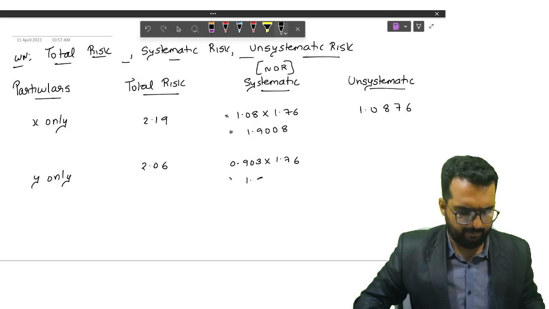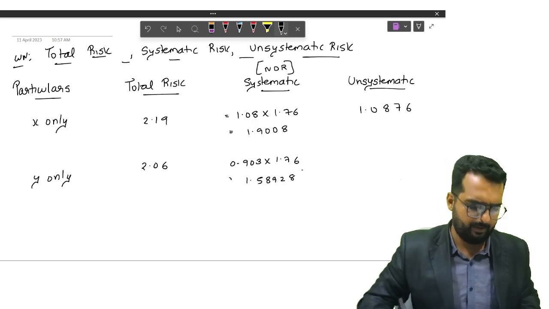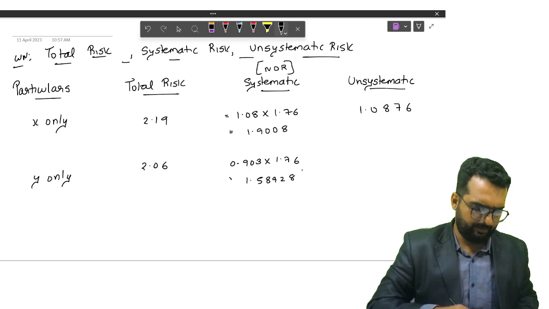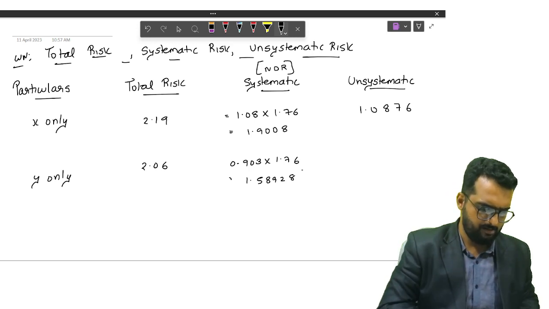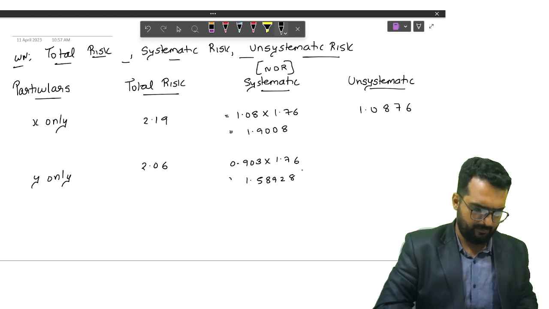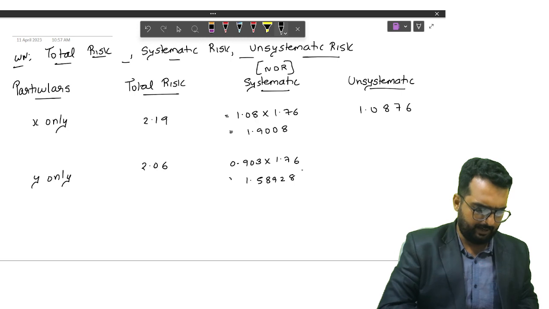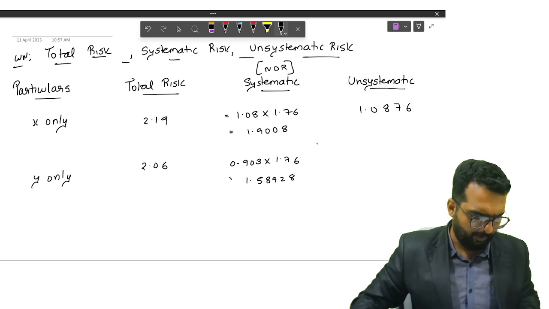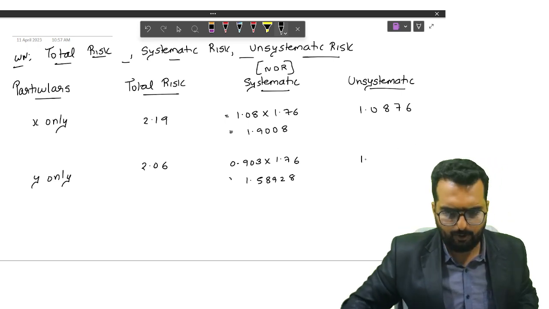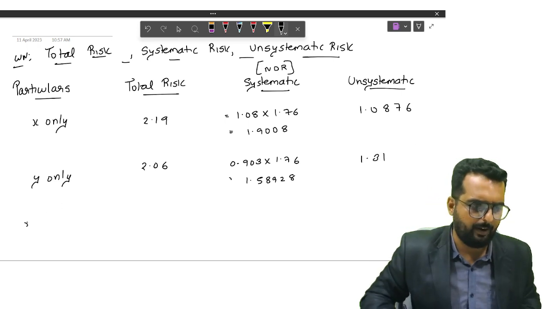Do you get the number as 1.58928? Correct. So 2.06, 1.58928. You will get the number as 1.71. Of that, the square root will be 1.31.